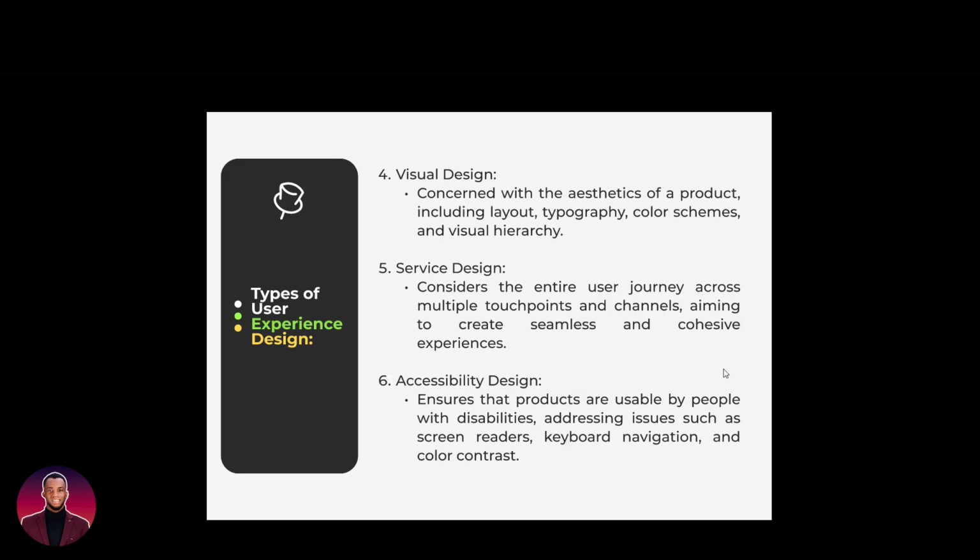Now we have the visual design concerned with the aesthetics of a product, including layout, typography, color schemes, and visual hierarchy. As we go further, you understand what a visual design is. And then you have service design, which considers the entire user journey across multiple touch points and channels, aiming to create a seamless and cohesive experience. Also, we have accessibility design, which ensures that products are usable by people with disabilities, addressing issues such as screen readers, keyboard navigation, and color contrast.